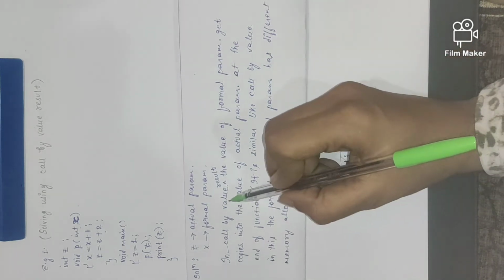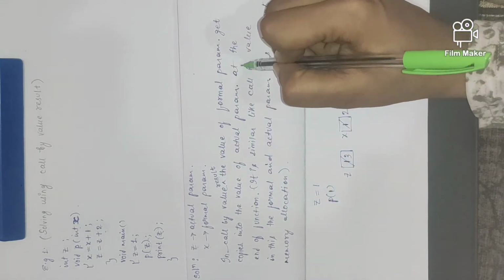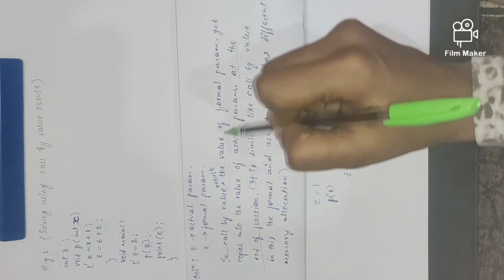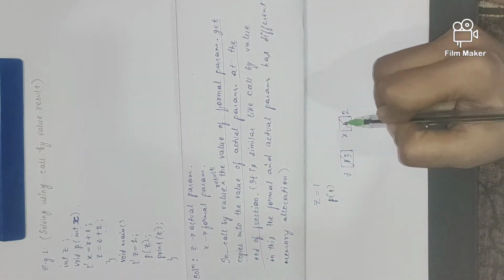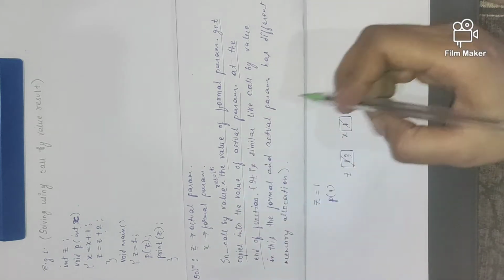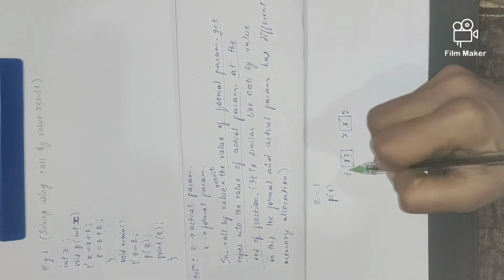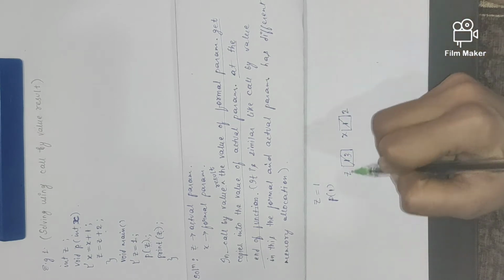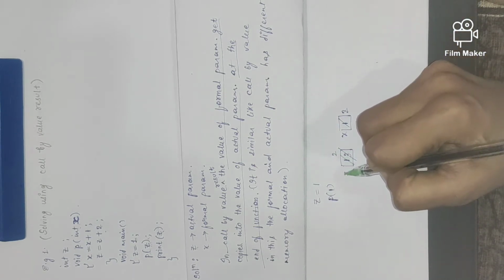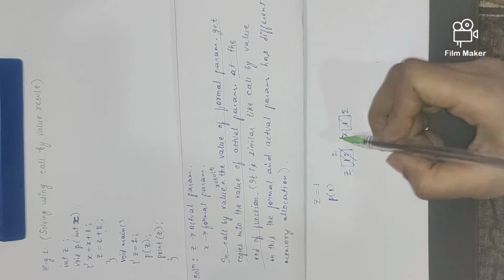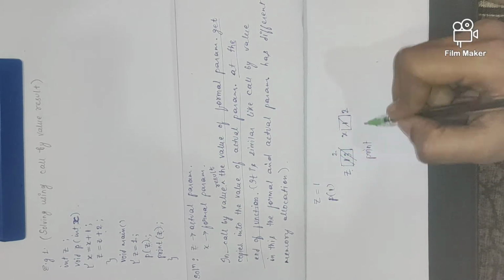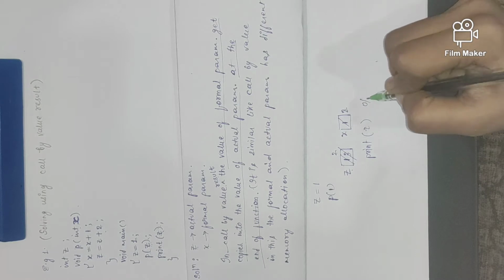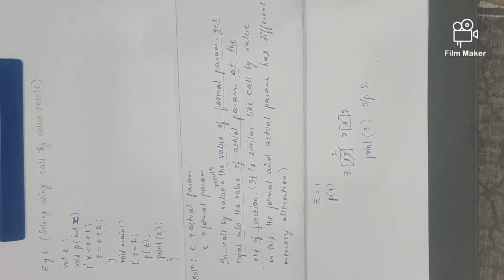In call by value result, we know that at the end of the function the value of the formal parameter gets copied into the value of the actual parameter. So here the value of the formal, which is x, will get copied into the value of z, so this 2 will get copied into z. Now the value of z is 2, and print of z outputs 2. That's it. Thank you. We'll move forward with another example of call by value.